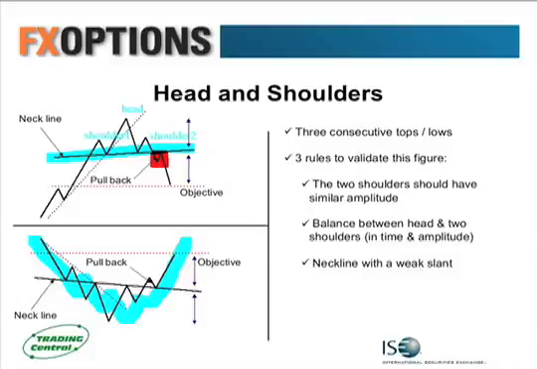So the opposite is the reverse head and shoulders, the same process. You have to buy just at the upside breakout of the neckline. You have the first shoulder there, the head just there, and the second shoulder just there. So the three rules to validate this figure: the two shoulders should have similar amplitude. You have to respect the balance between head and two shoulders in time and amplitude, like for double bottom and double top. And the neckline should have a weak slant or a flat slant.